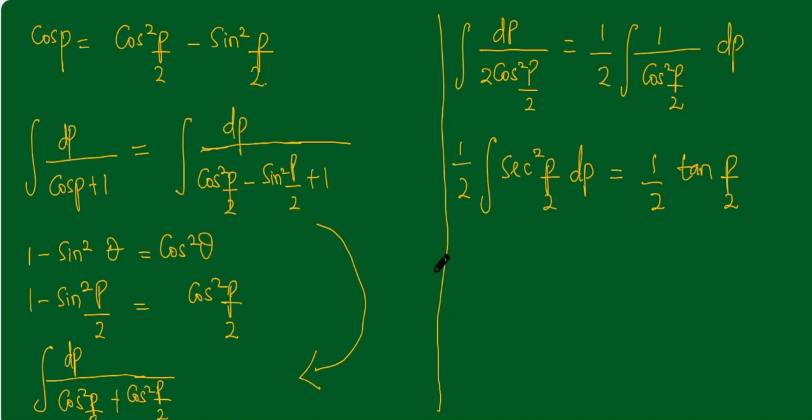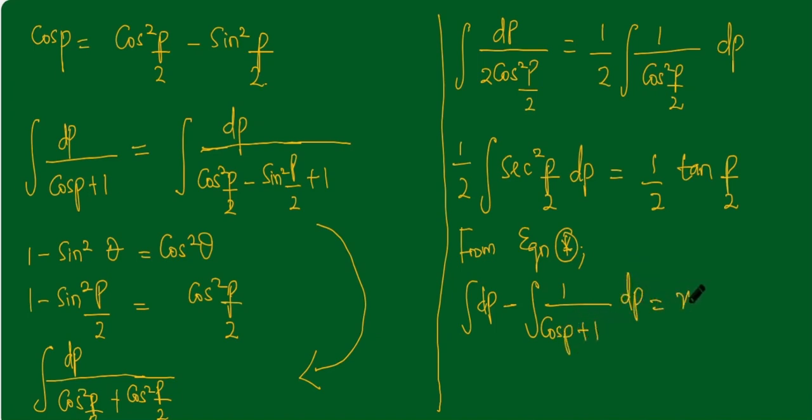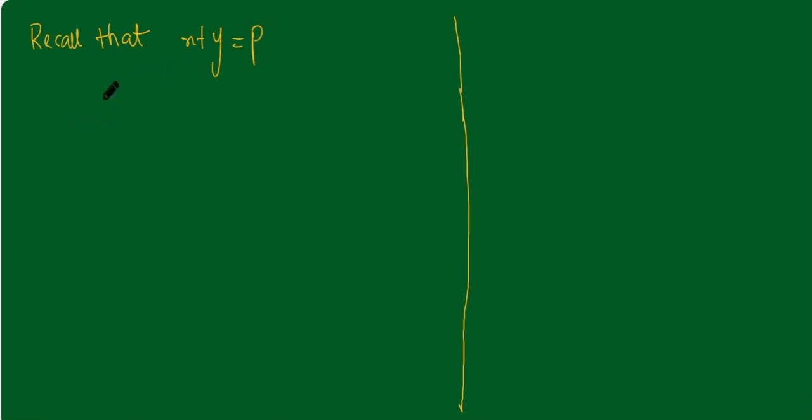We now have to substitute back into equation asterisk. From equation asterisk, we have the integral of dp minus the integral of 1 divided by cos p plus 1 dp is equal to x plus c. So on evaluating this, we have p minus 1 over 2 tan p over 2 will be equal to x plus c. So the last part of this is to substitute our values of x and y for p. So we can recall that x plus y is equal to p. So we can substitute it back into the original equation.